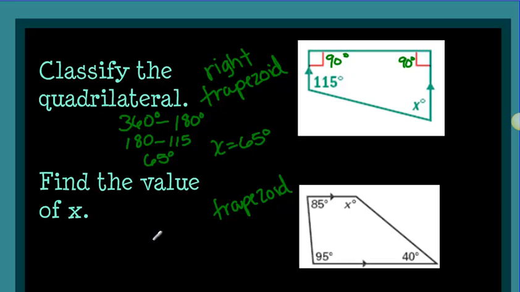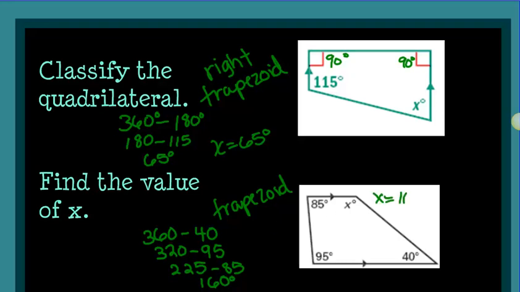Now let's look at this one. I'm going to take 360. I'm going to subtract this 40-degree angle from it, and I get 320. Now I'm going to subtract this 95-degree angle from it, and I get, help me out here, 225. Yes, 225. And then my last one, I'm going to subtract this 85 from it, so I get 160. Check my math on that. Make sure x equals 160 degrees. If it doesn't, tell me that tomorrow.